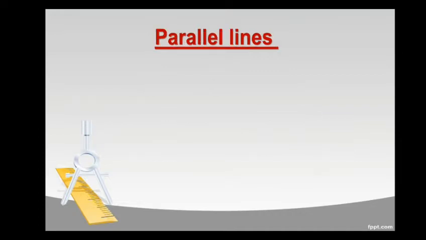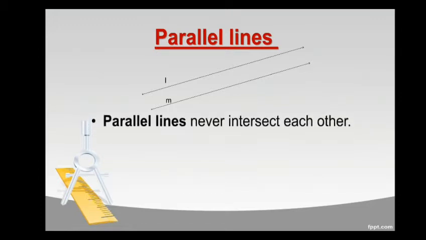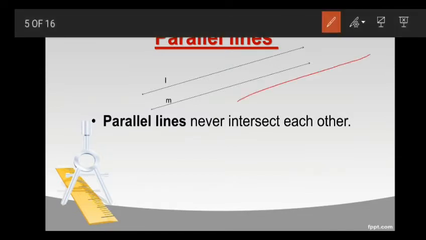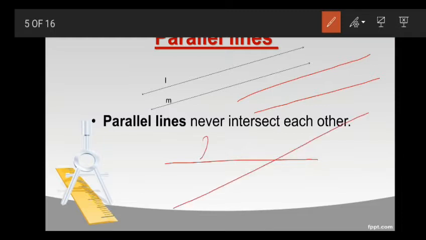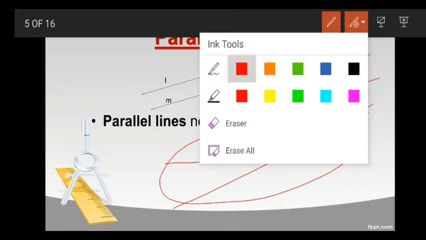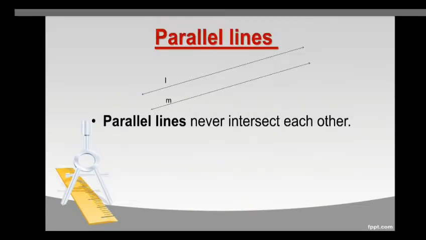Then parallel lines. Suppose we have two lines L, M. If these two lines are parallel, then they won't intersect. Parallel lines never intersect each other, so they won't meet anywhere. Suppose you have a line like this and a line like this, we'll take this line as L and this line as M. Here this line L and M is meeting at a common point, right? So these two are not parallel. Parallel lines won't intersect. They won't meet each other.